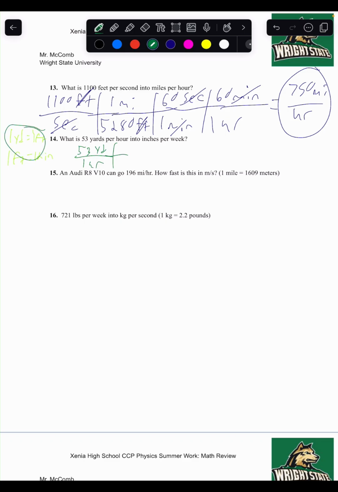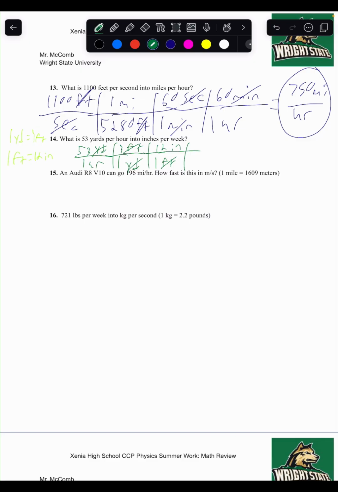So yards to feet, let's do first. I have yards up here, so I want yards down here. So 1 yard is 3 feet. Go diagonal. Feet to inches, 1 foot is 12 inches. I have feet here, so I want feet here. So 1 foot is 12 inches. That kills this. So now we have it in inches.